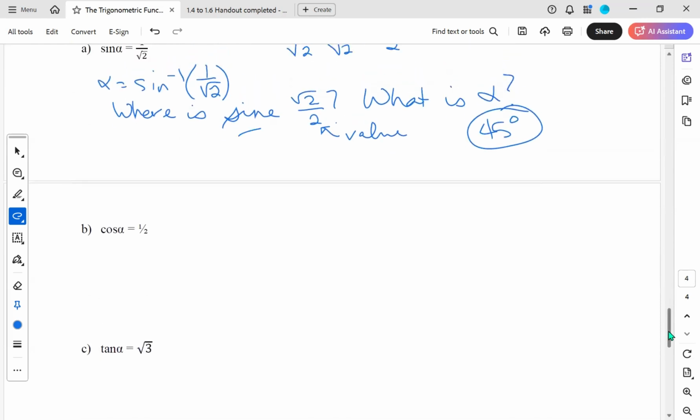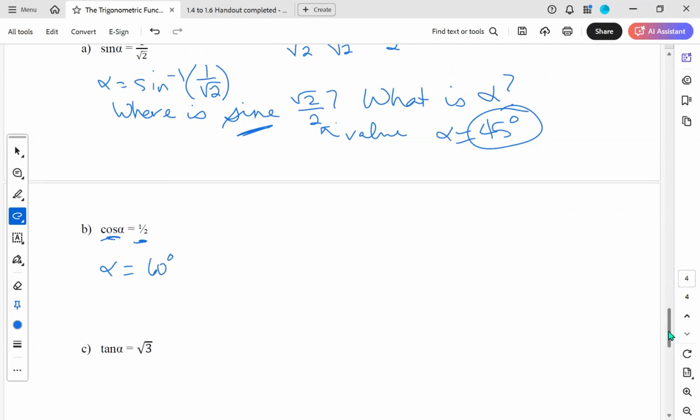And I'm spelling out sine so you don't think the square root of 2 over 2 is an angle measure. Okay. Same thing on this next one. I want to know, where is cosine 1/2? So I'm actually looking for the angle measure. Alpha is equal to what? That gives me the cosine to be 1/2. Well, that's going to end up being 60 degrees.